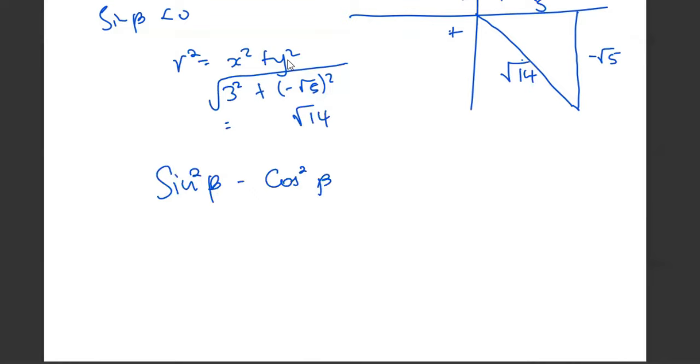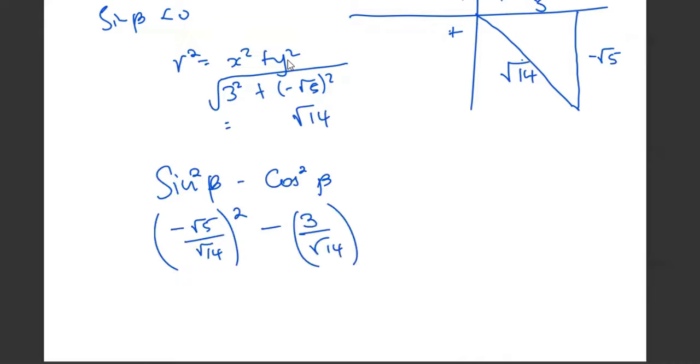So our sine is opposite, which is negative root 5 over root 14. This is squared. The cos is a 3 over root 14, but this is also squared. Simplify that, you get a 5 over 14 minus 9 over 14. So we have just the same denominators. So we're going to have a negative 4 over 14, which is a negative 2 over 7. That's what I'm getting as my final answer.